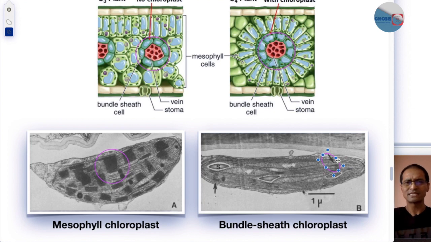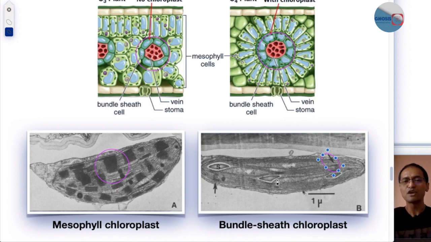So what does this tell us? It tells us that in the bundle sheath chloroplast, you do not have the light-dependent reactions of photosynthesis, because the light-dependent reaction takes place only in the thylakoid membranes of the grana. And why does this happen?